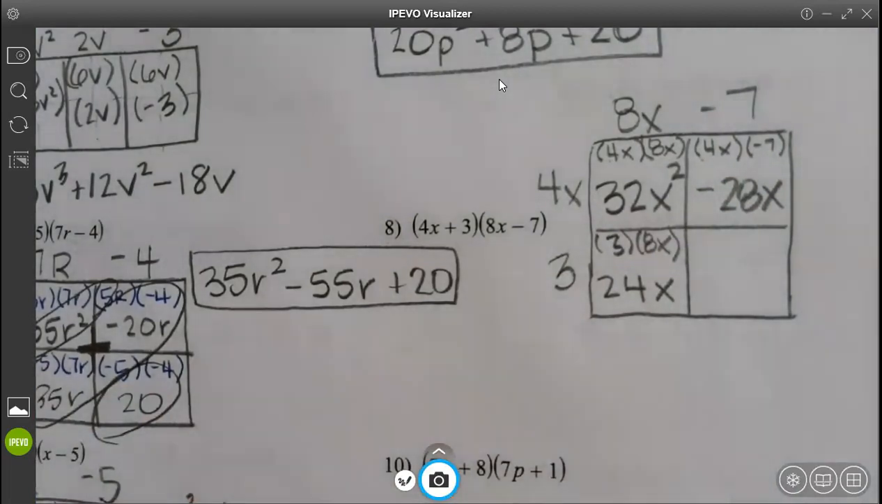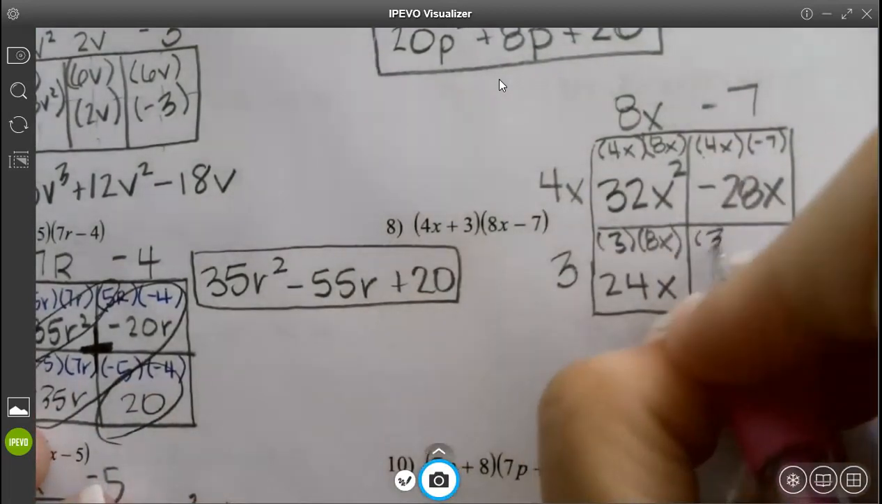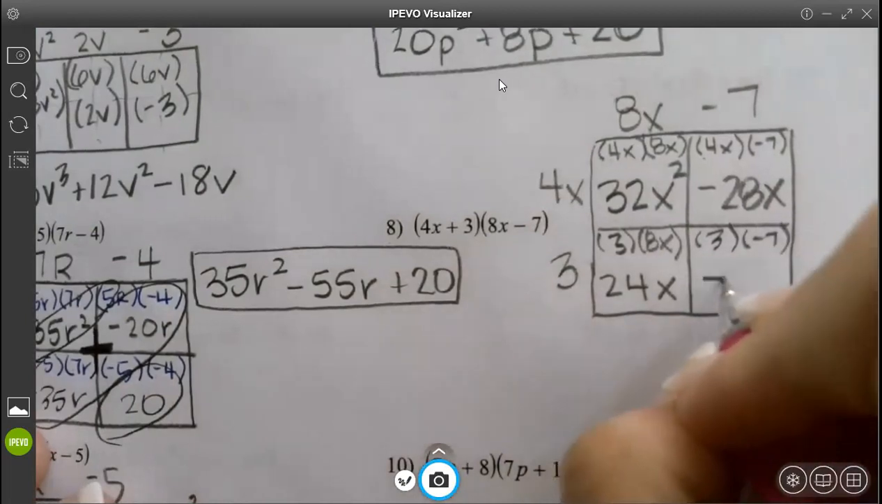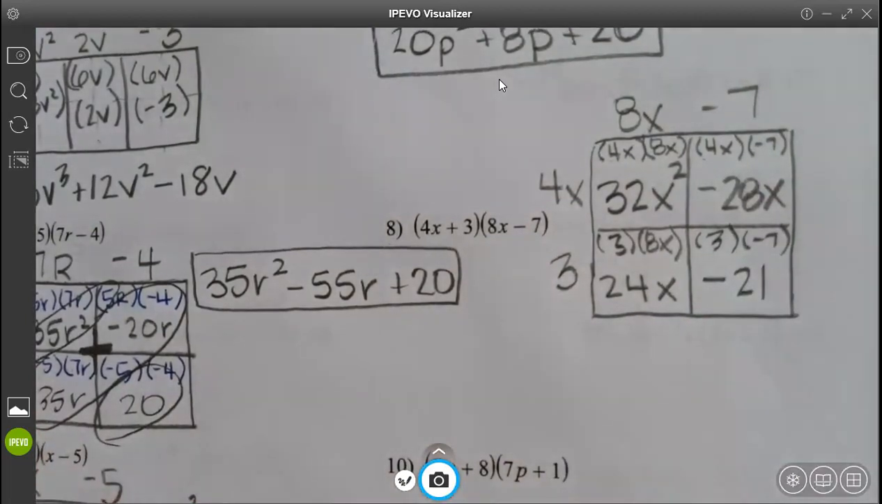And then in the last box, we have a 3 and a negative 7, and when you multiply that, you get negative 21.